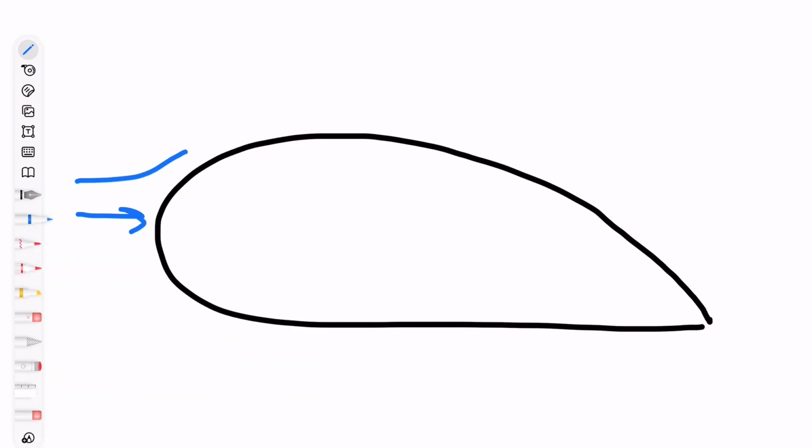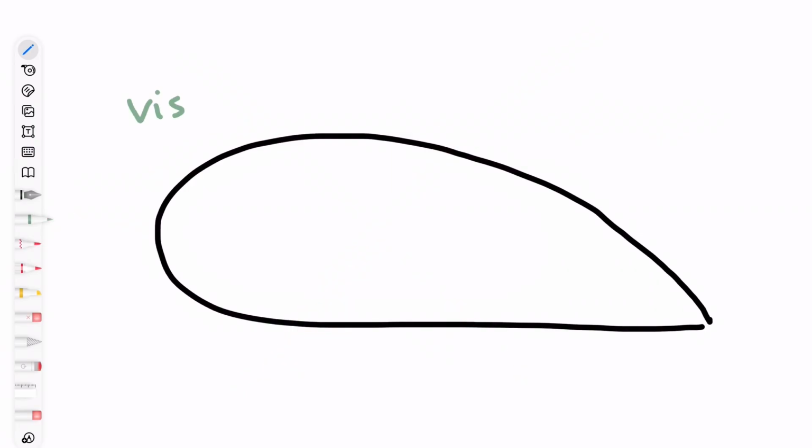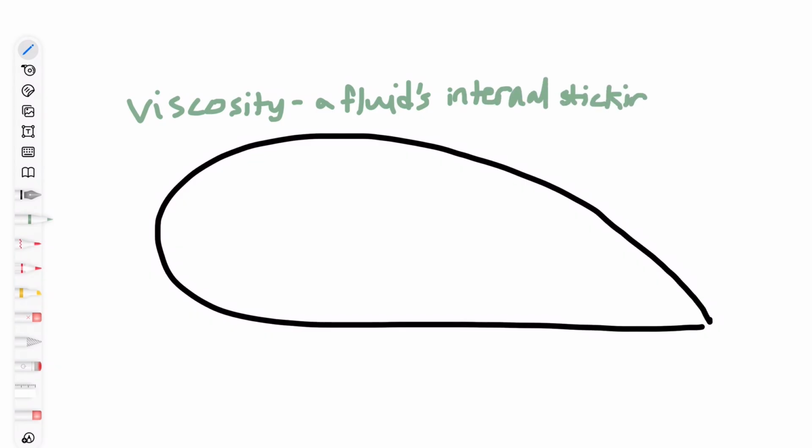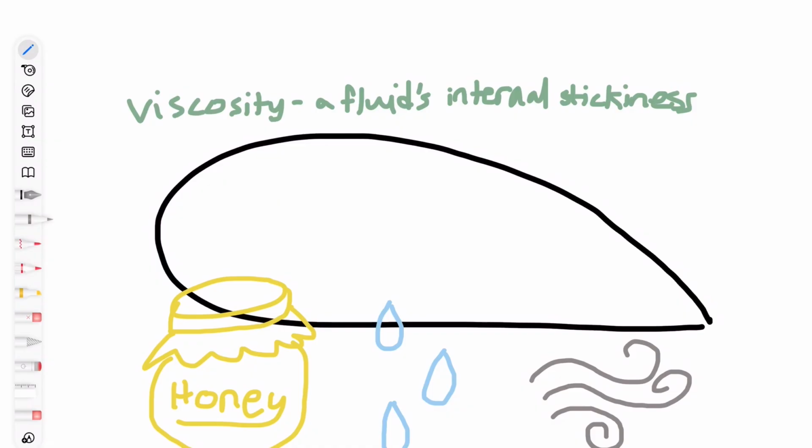Going back to my original claim, you might ask why the air molecules follow the shape of the wing, rather than hitting the top and continuing on their path in a straight line. It's because of the Coanda effect. All real fluids have some amount of viscosity. The word sounds fancy, but it's just a fluid's internal stickiness. How much it resists sliding past itself. Honey? Super viscous. Water? Low viscosity. Air? Even lower, but it's not zero.